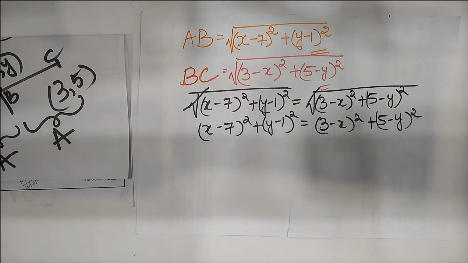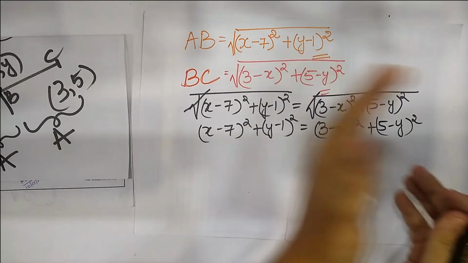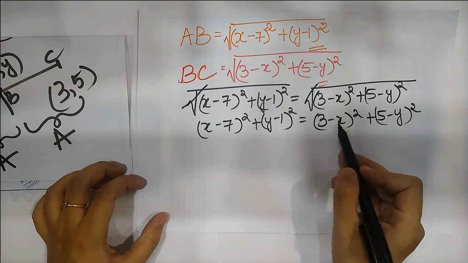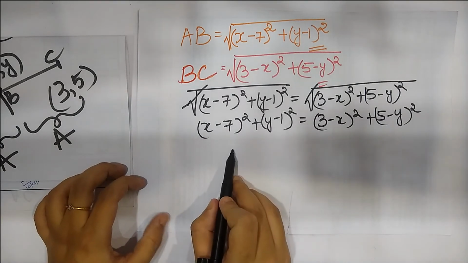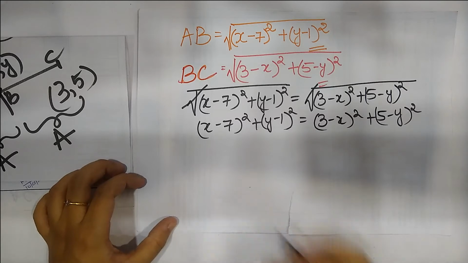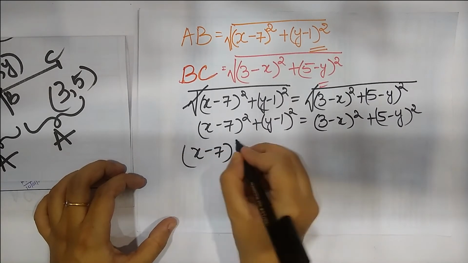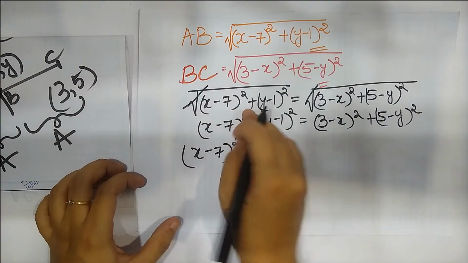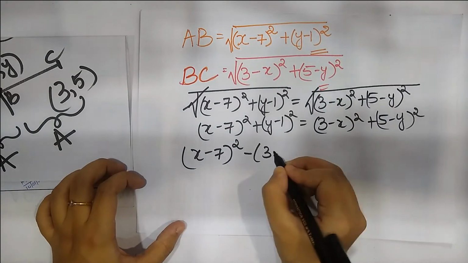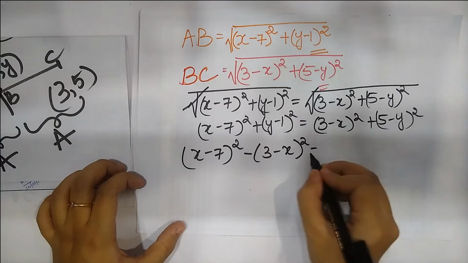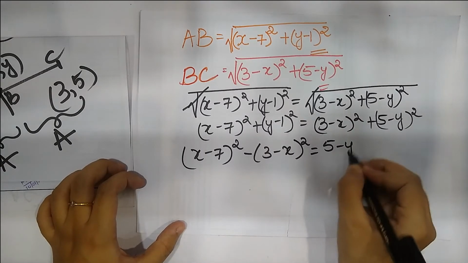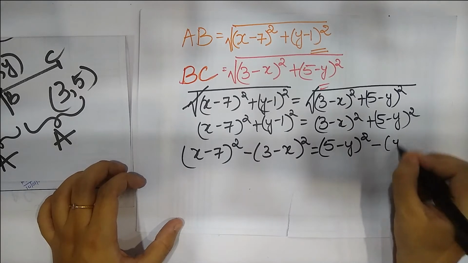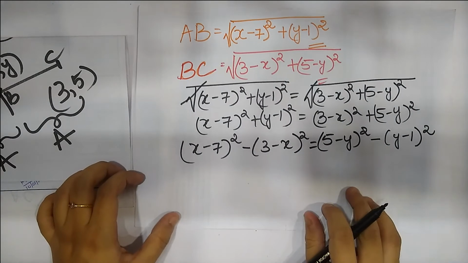What we can do now is take all the x's to one side and all the y's to the other side, right? So x minus 7 the whole square will remain here. 3 minus x the whole square will come here, but will become minus of 3 minus x the whole square, because when a positive term goes to the other side, it becomes negative. So x minus 7 the whole square minus 3 minus x the whole square is equal to 5 minus y the whole square remains here, and this plus will become minus y minus 1 the whole square.